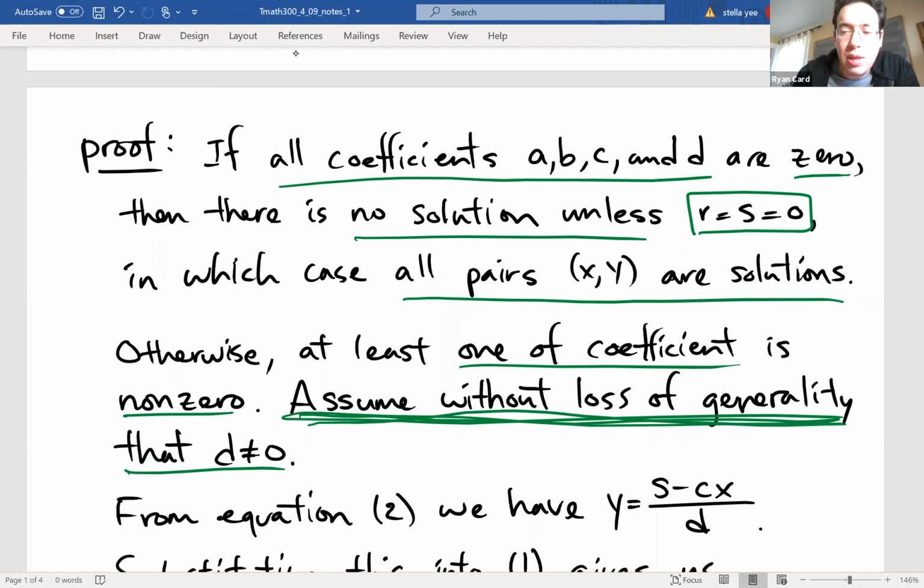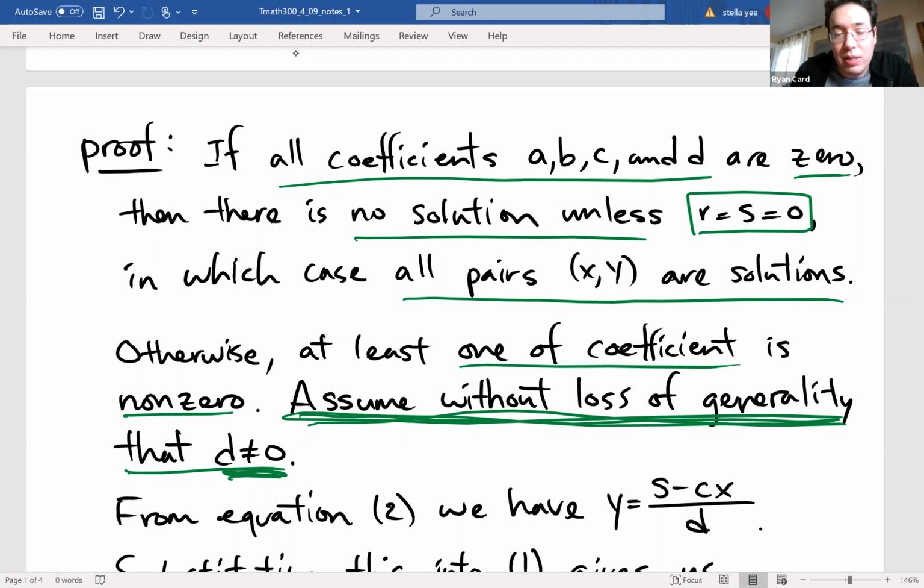assume without loss of generality. So it could be A, it could be B, it could be C, or it could be D that's not equal to 0, but they're all pretty much the same. So let's just assume it was in the case where D is not equal to 0, and the rest should follow a very similar pattern. If a genuinely different type of argument is used, you shouldn't be using this phrase and only prove one case.